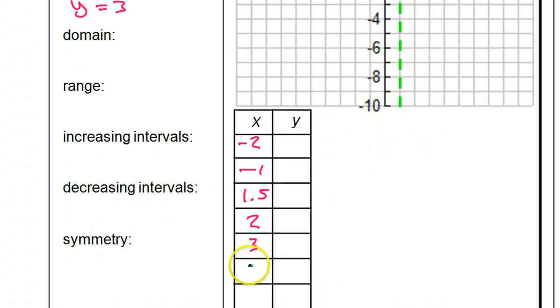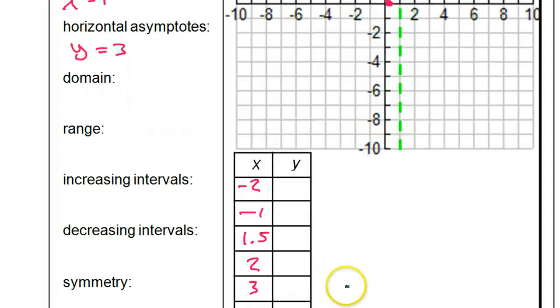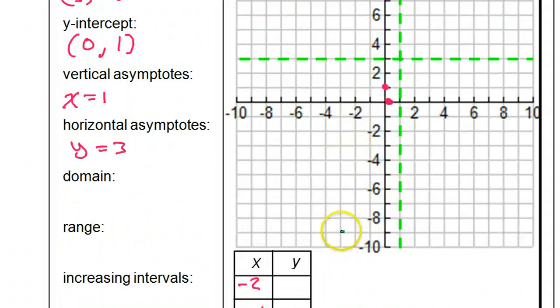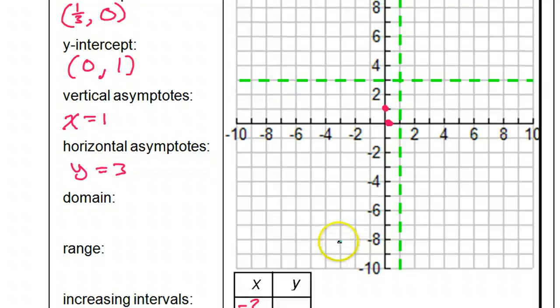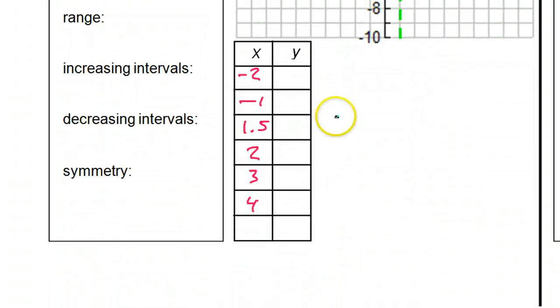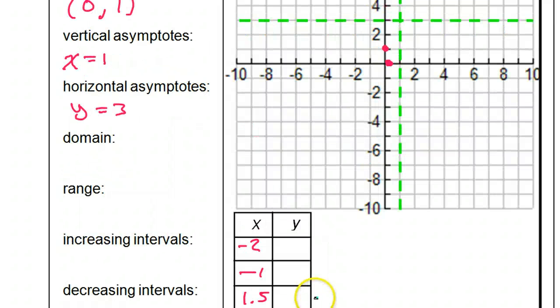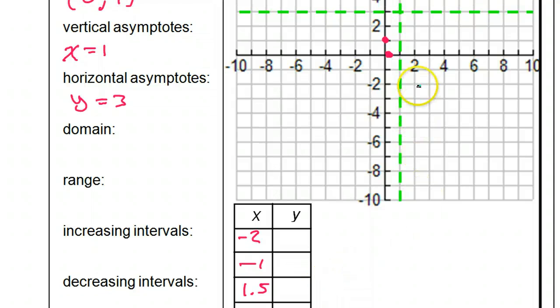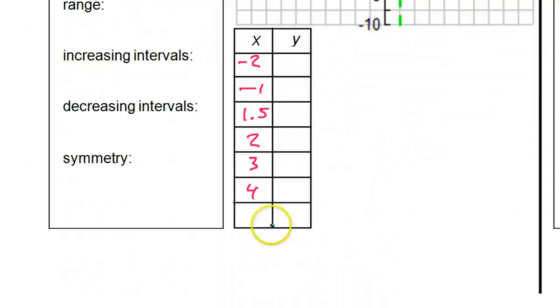So let's do 4 and let's see what's happening at -0.5. Oh, not -0.5. Let's see what's happening at 0.5. Okay, or 1/2, whichever we want to call it. Okay, so this will give us a nice spread of points to picture what's happening.